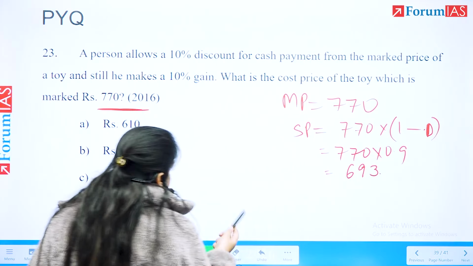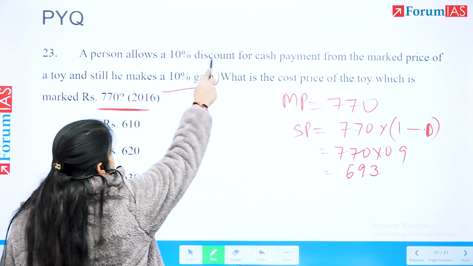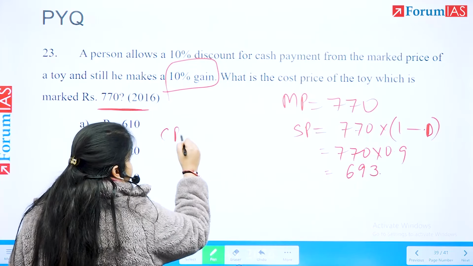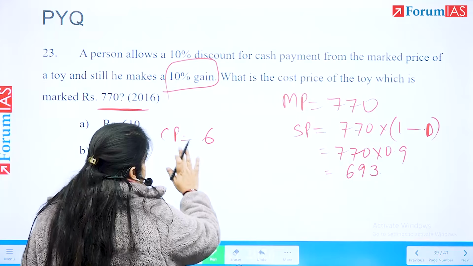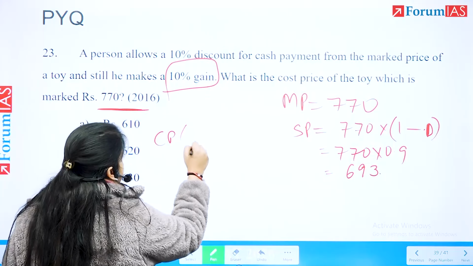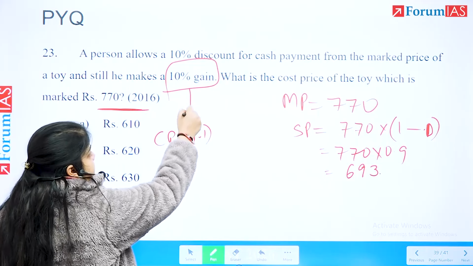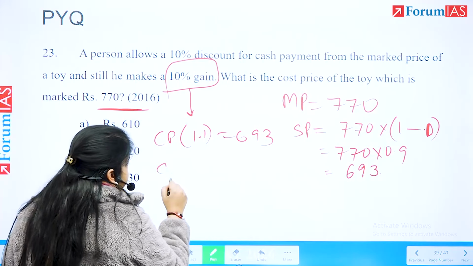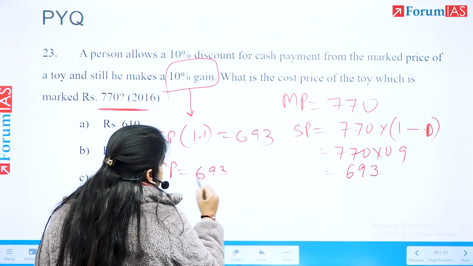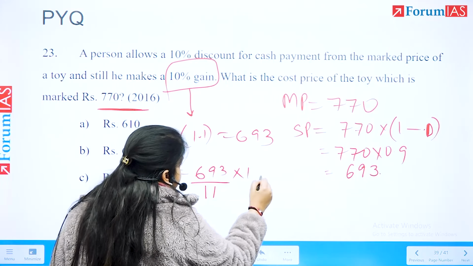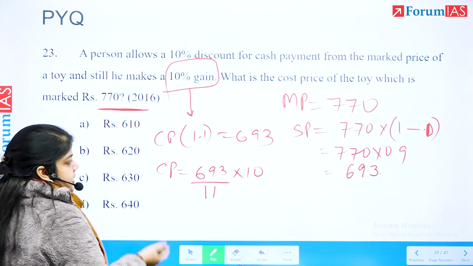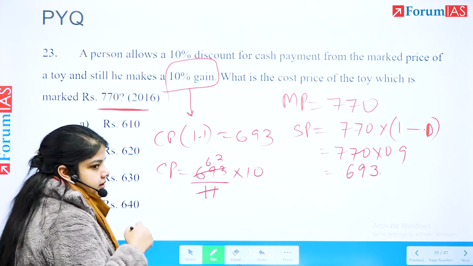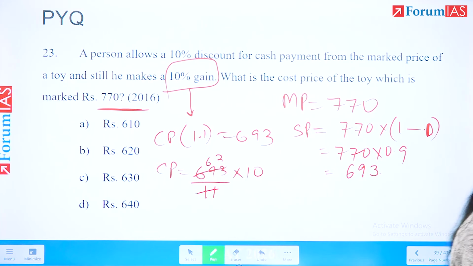So selling price is 693, but still that is a gain of 10%. What is the cost price? Cost price into 1.1 due to the gain is equal to 693. What is the cost price? 693 divided by 11 into 10, same as 1.1. 63. Directly divisible. Divisibility test of 11.